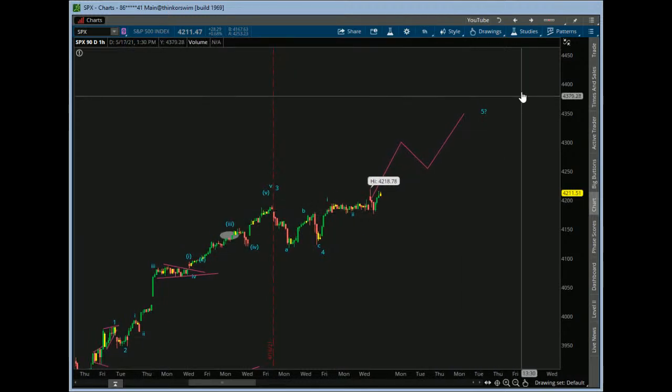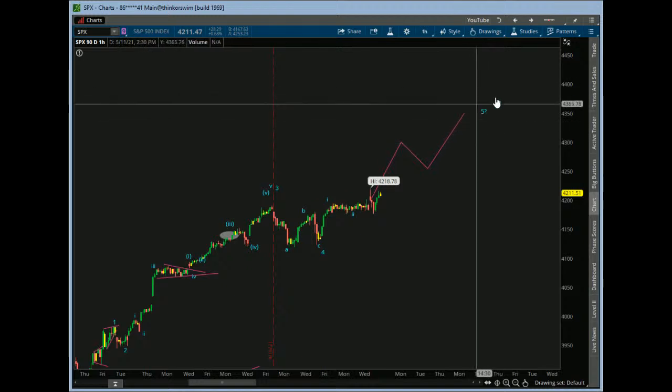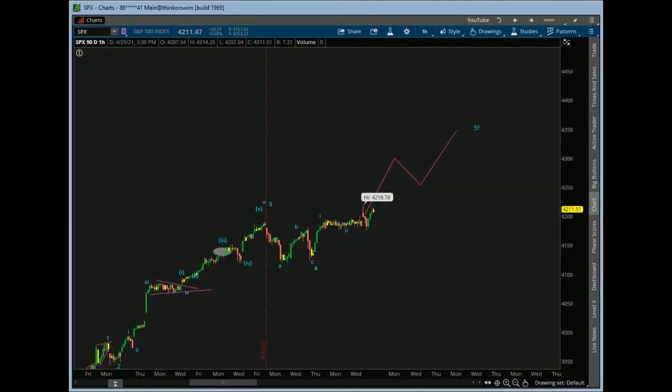So 4400 was our first projected target that we've been talking about for months in the newsletter. It looks like we're going to hit that. But if we do pass that, 4550 looks pretty interesting. So keep an eye on that one in case we keep going. Anyway, let's see with the futures and see what's going on here this evening.